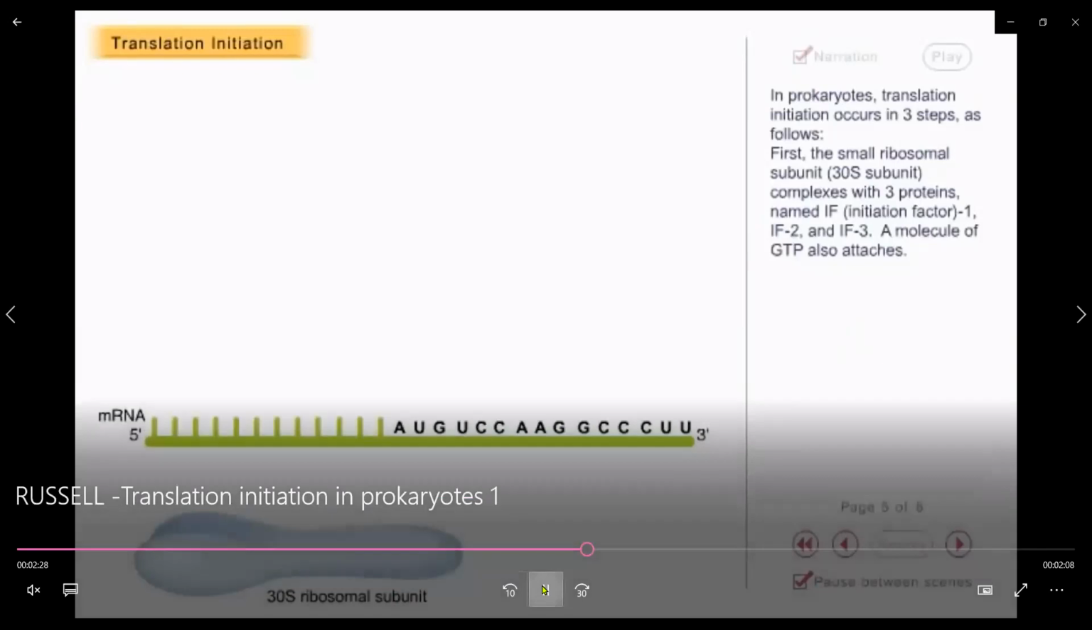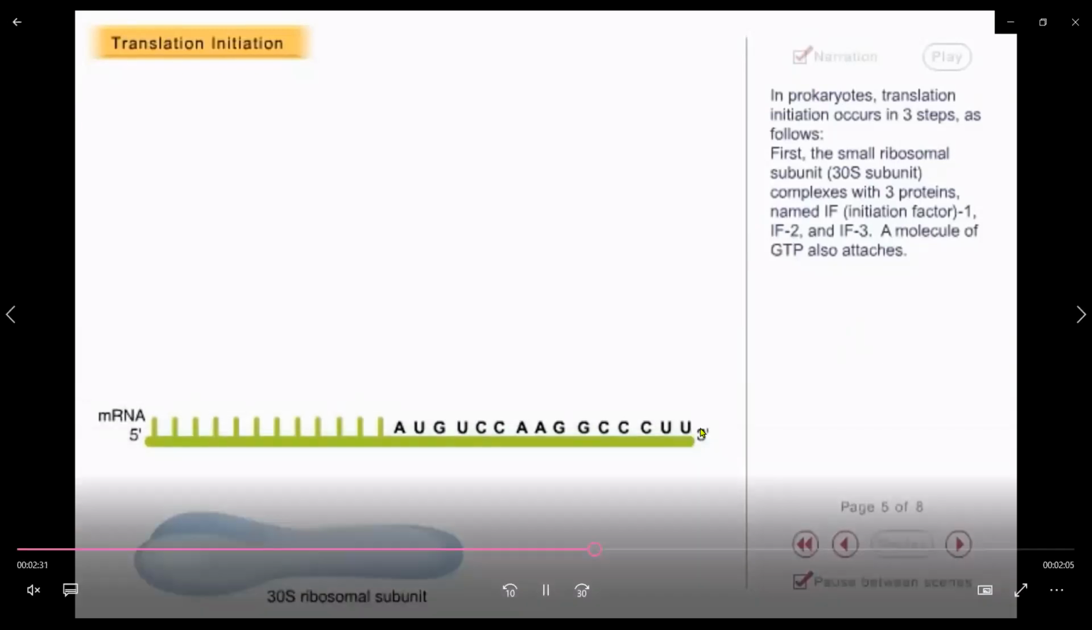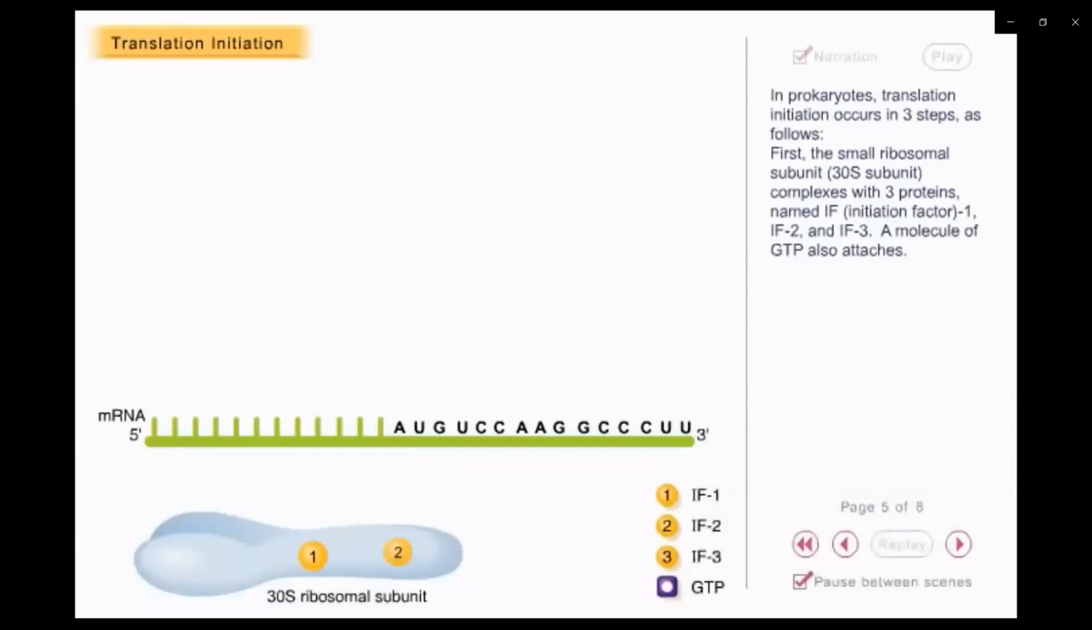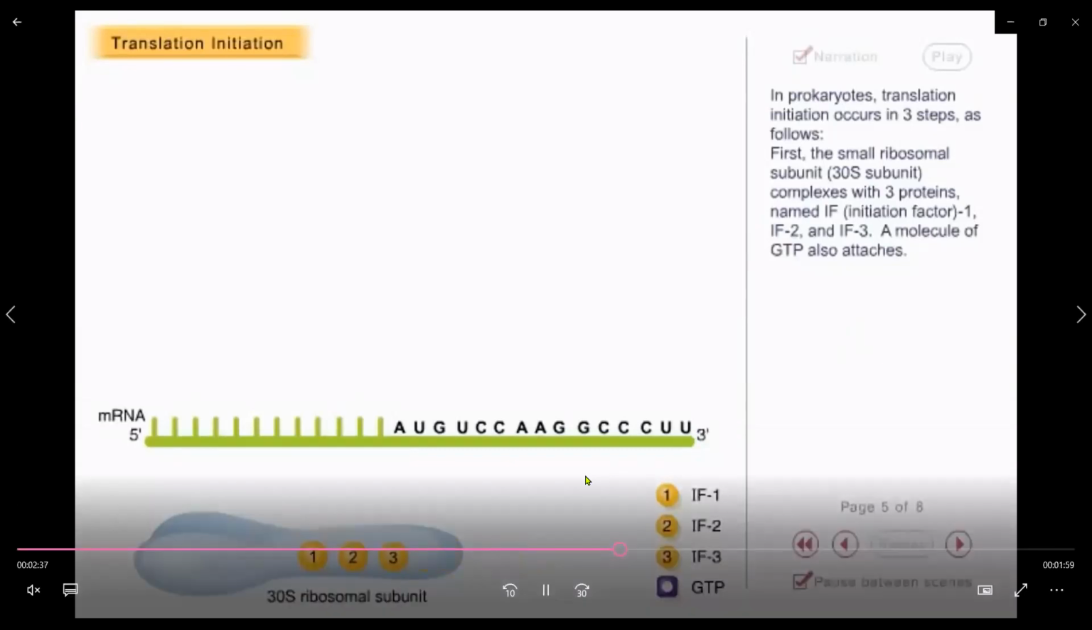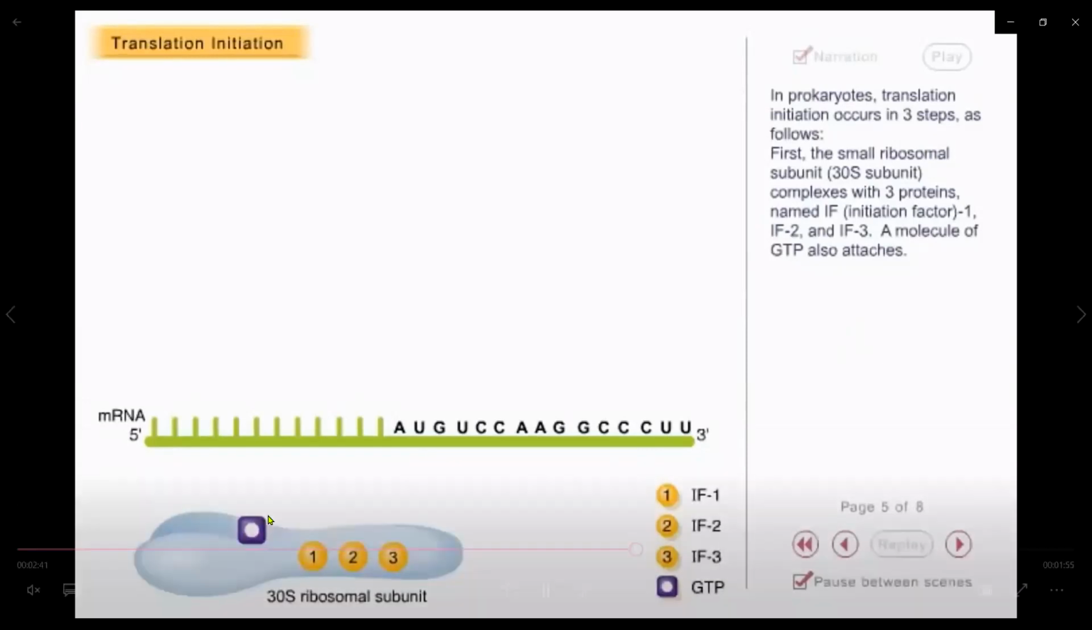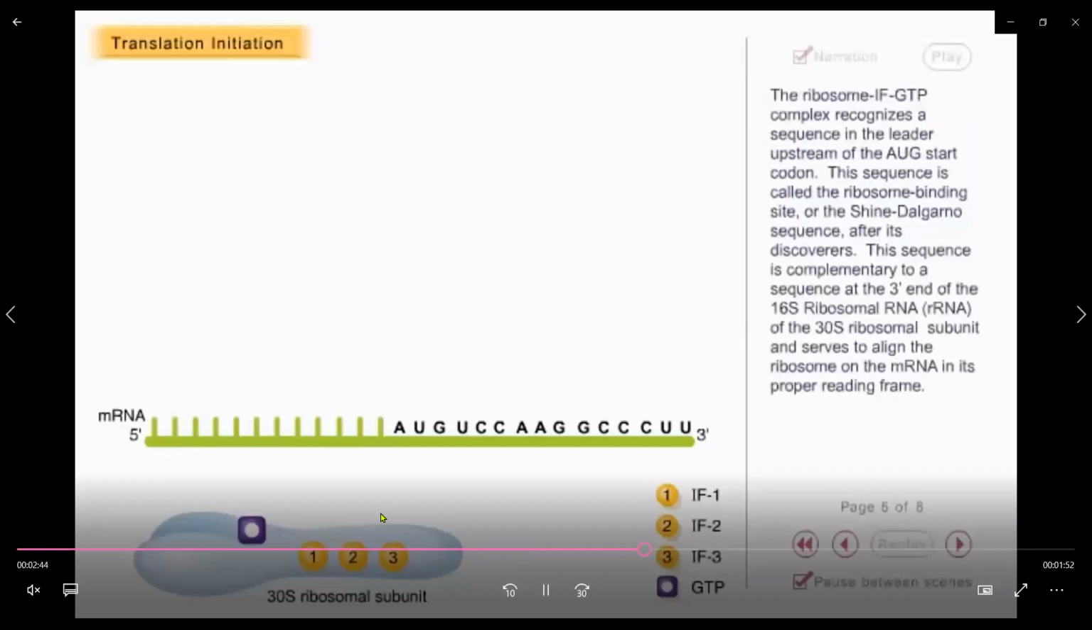So let's see it. You can see it's getting attached to the 3 initiation factors. And then, as I said, IF2 is actually the GTPase. So it's binding with the GTP.